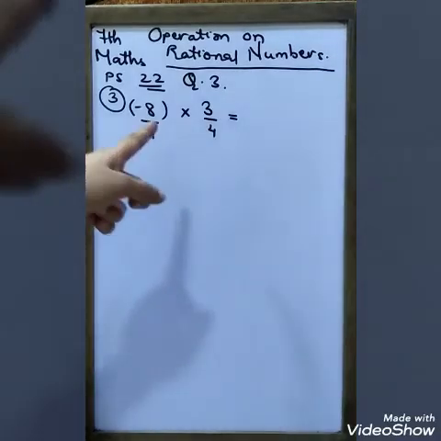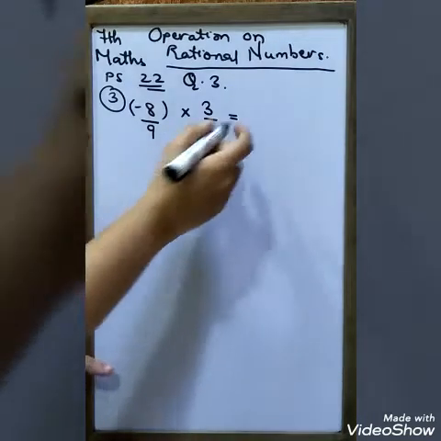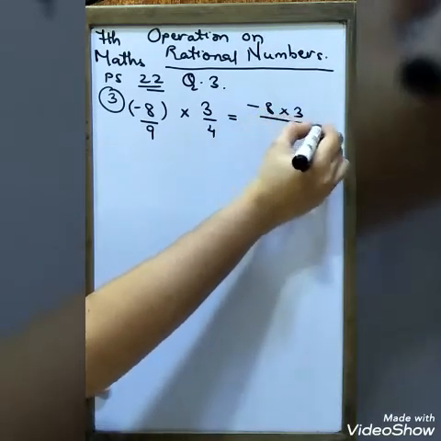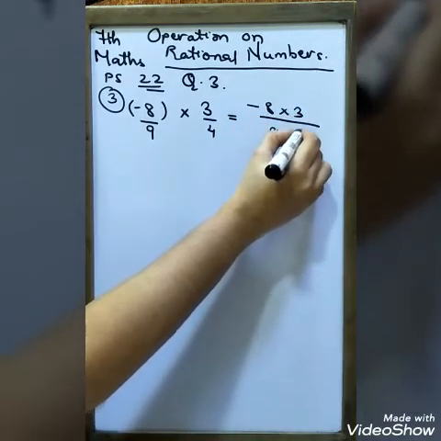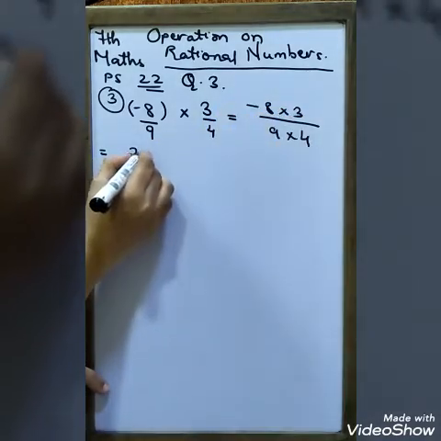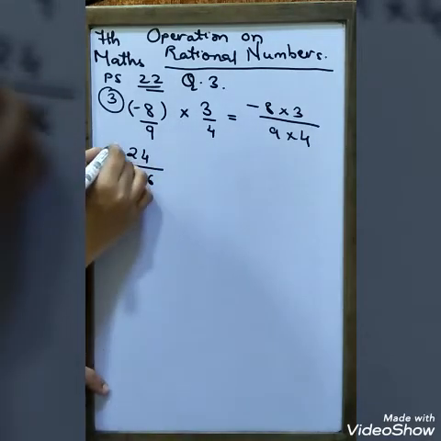Now the third question we are going to solve, -8 upon 9 into 3 upon 4. So for this, similar way we will multiply it. -8 into 3 upon 9 into 4. So that will be equal to 3 8s are 24 upon 9 4s are 36, minus.